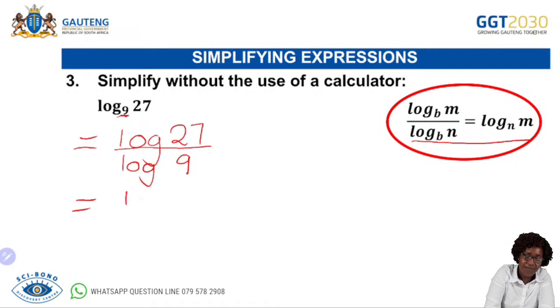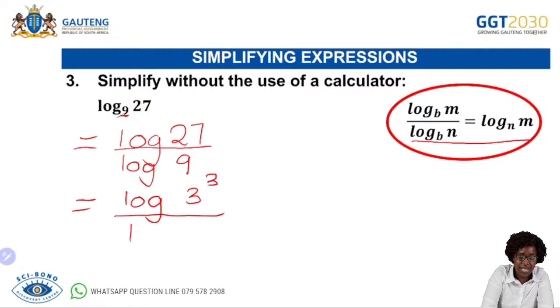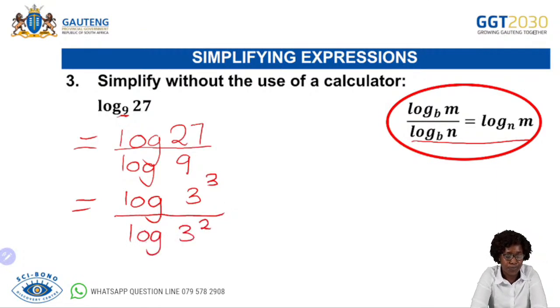And what is 27 as an exponent? It's the log of 3 raised to the power of 3. And then what is 9 as an exponent? 9 as an exponent becomes 3 raised to the power of 2. Like I indicated before, some of you are saying, but now the base is not 3. What am I going to do? Right. Please don't panic. Remember, there was a law that we talked about at the beginning when we were looking at the laws of logarithms.